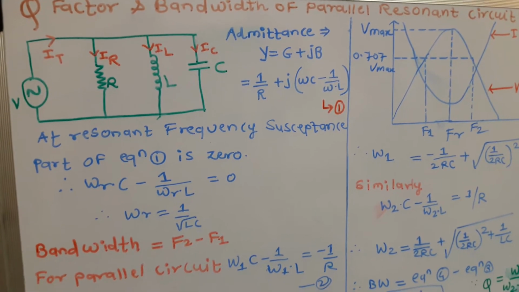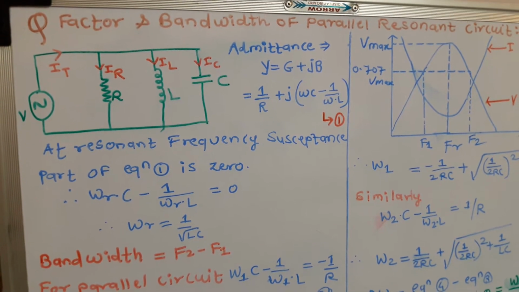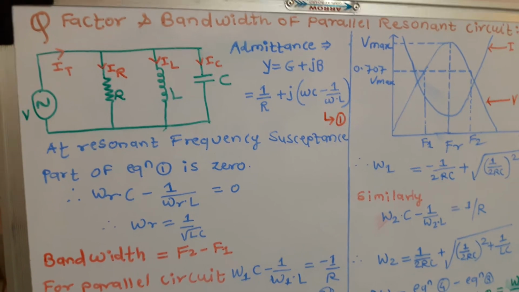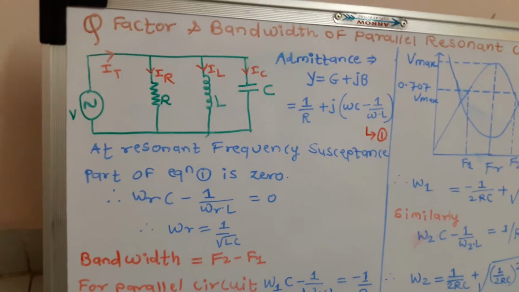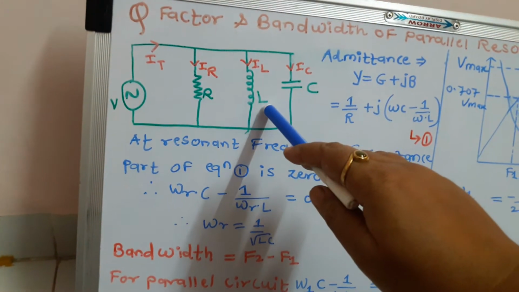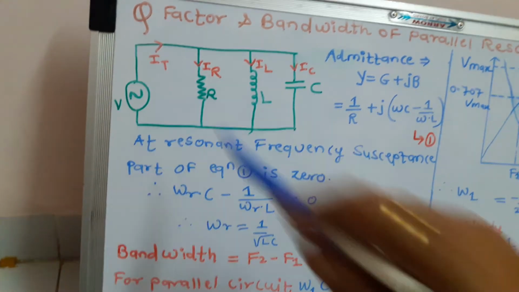Hello friends, let us focus on an important topic, that is Q factor and bandwidth of parallel resonant circuit. Consider the parallel RLC circuit shown in the figure. This is a parallel RLC circuit where R, L and C are connected in parallel with the supply voltage V.